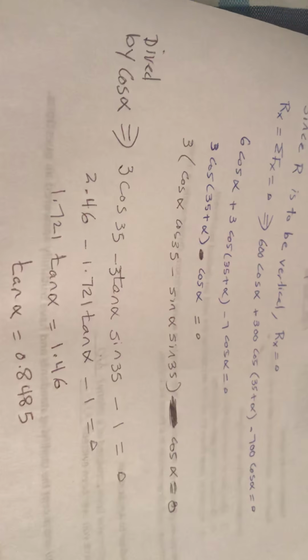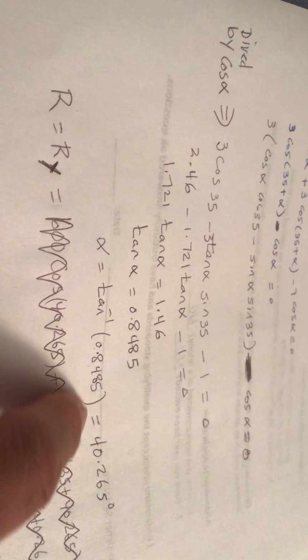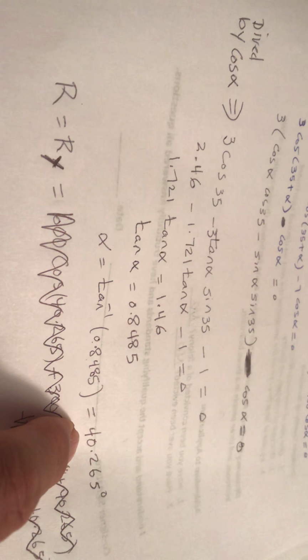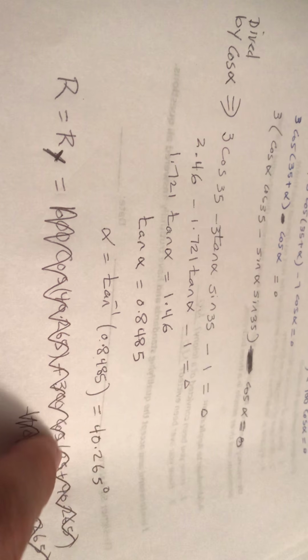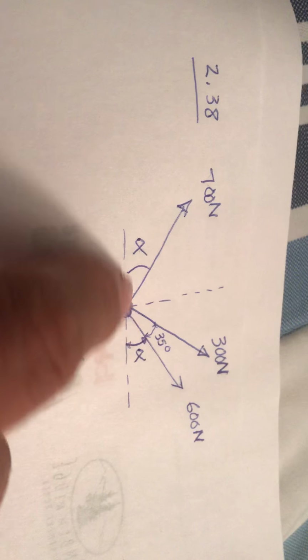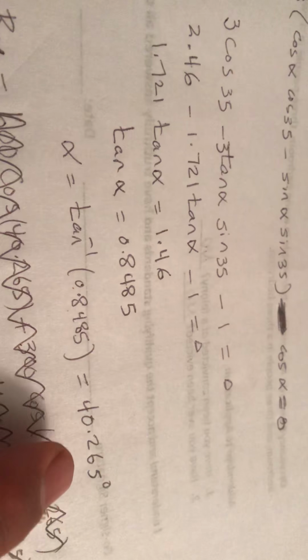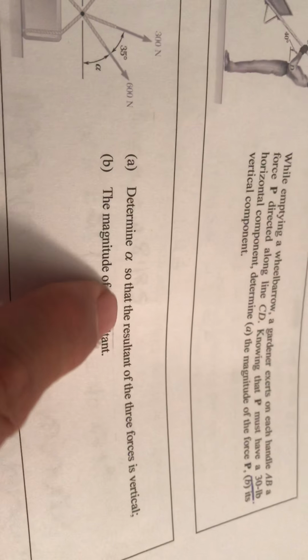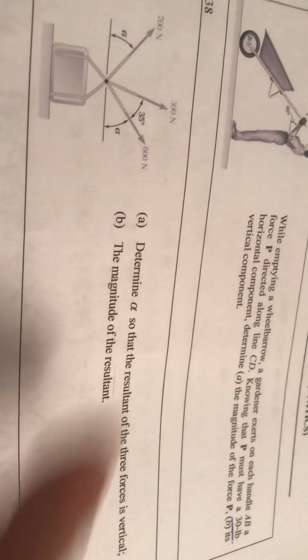So you rearrange the equation, and you'll get tan alpha is equal to 0.8485. You'll end up with alpha equal to tan inverse 0.8485, which is equal to 40.265. This is the angle that we want to find. That's the first part. So the angle is 40.265 degrees, so that the resultant of the three forces is vertical.